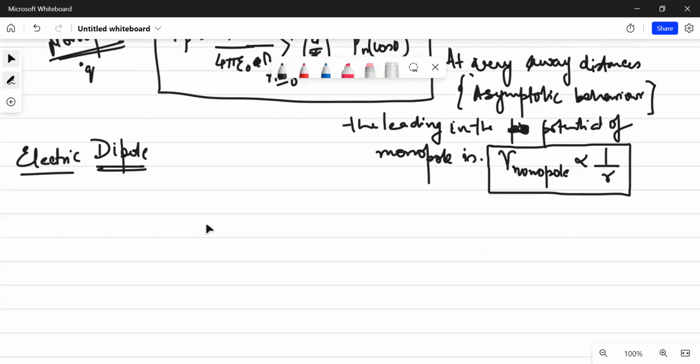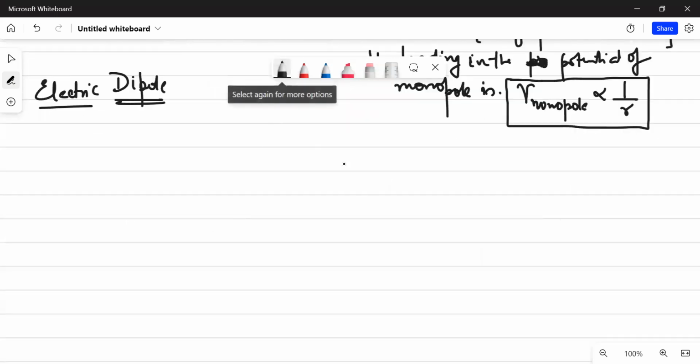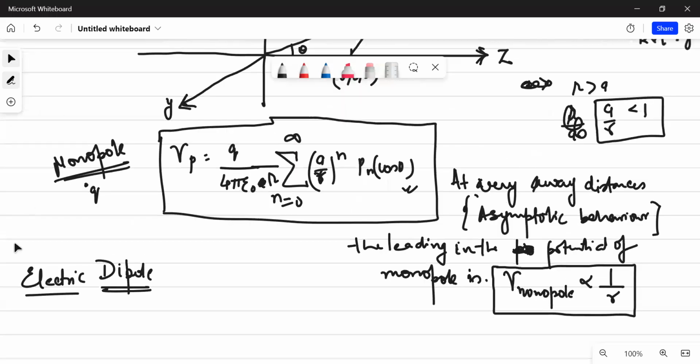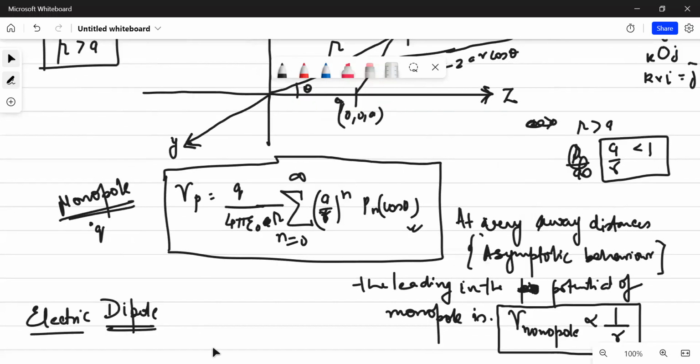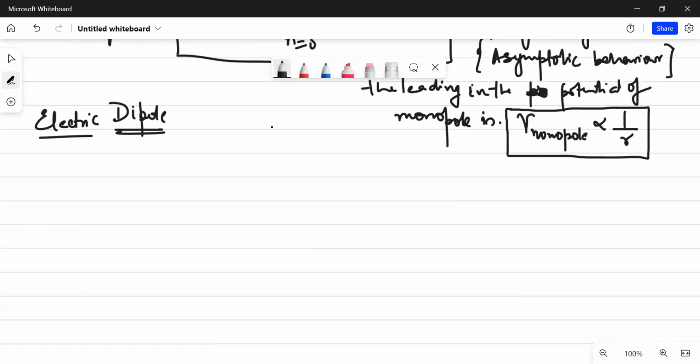So what should I write? So electric dipole, how will I make? And let us now only take the discussion for r greater than a. Why am I taking r greater than a? As I've told you, in physics most of the time we are concerned with finding the asymptotic behavior, right? So I am concerned with the discussion for r greater than a, and I'm going to reserve my discussion for r greater than a.